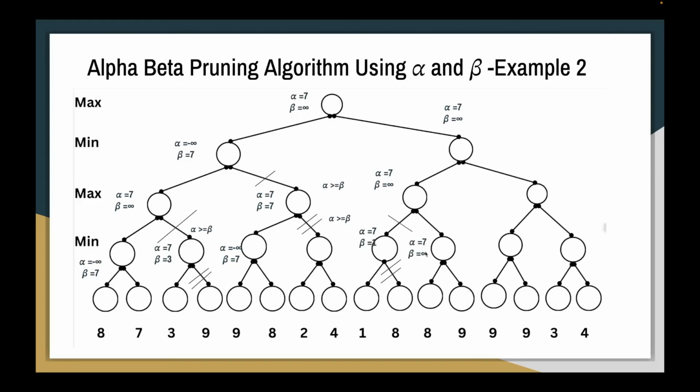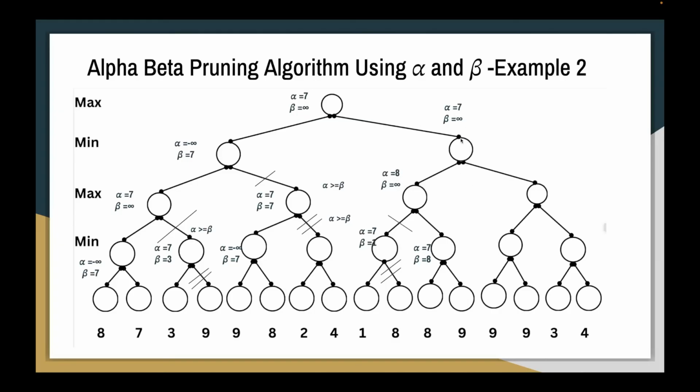The same value will be passed to the next node, and beta is equal to infinity. When we compare 8, and then 9, it is a minimizer, so 8 is the minimizing value, so 8. Now when it passes to the previous parent node, this is the maximizer. So 7 versus 8, the maximum value is 8, so it will be 8. This value will be passed to this node.